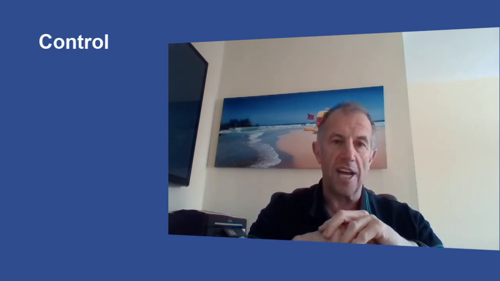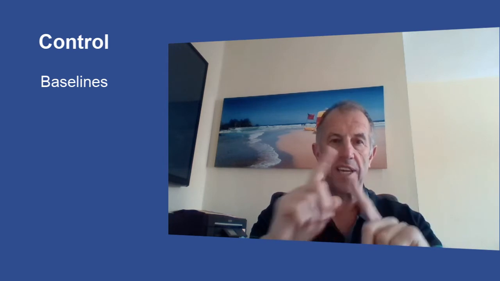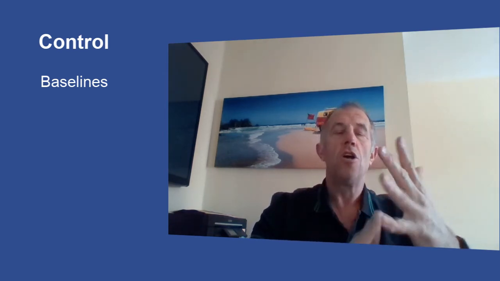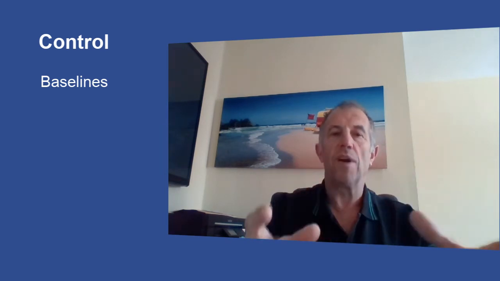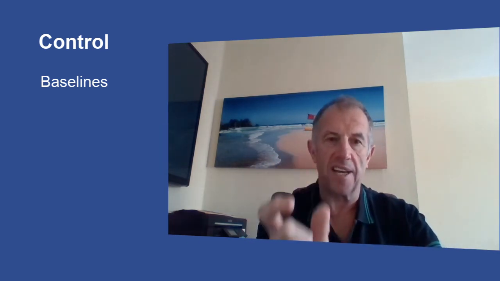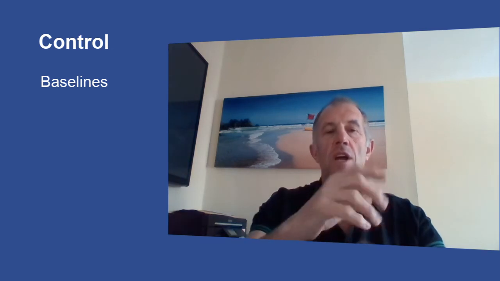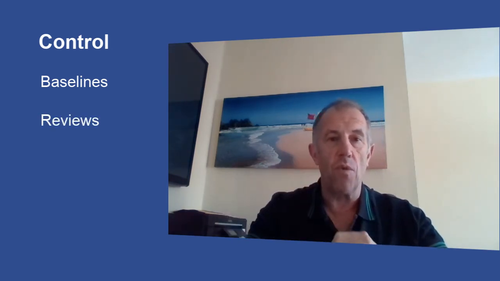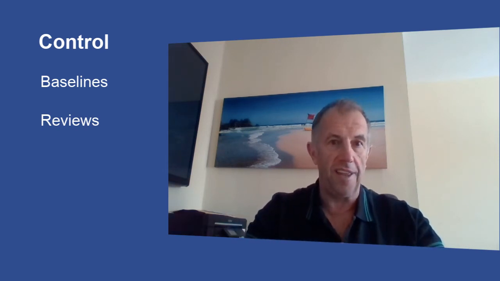So there are 4 things that we do to keep control of the project. Number 1, we have baselines. So against those 6 areas that I just mentioned, benefits, time, cost, risk, scope, and quality, we will have a baseline. And that baseline is telling us what we are expecting to do. So we will then undertake reviews to check that everything's going well, and that we're going to hit those baselines.